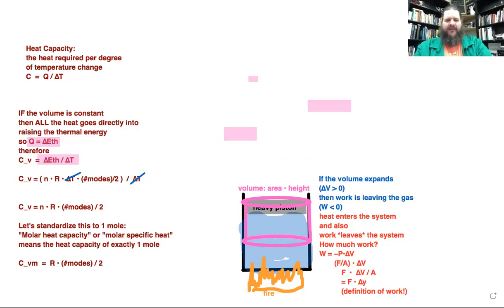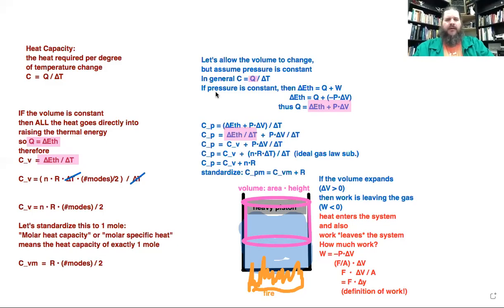Or if we standardize to exactly 1 mole, that's just 1 times R. So the constant volume molar heat capacity plus R tells you the constant pressure molar heat capacity. So that's how those two different heat capacities are related. And that should be true for any gas. For any ideal gas, the constant pressure molar heat capacity is exactly the ideal gas constant more than the constant volume molar heat capacity.